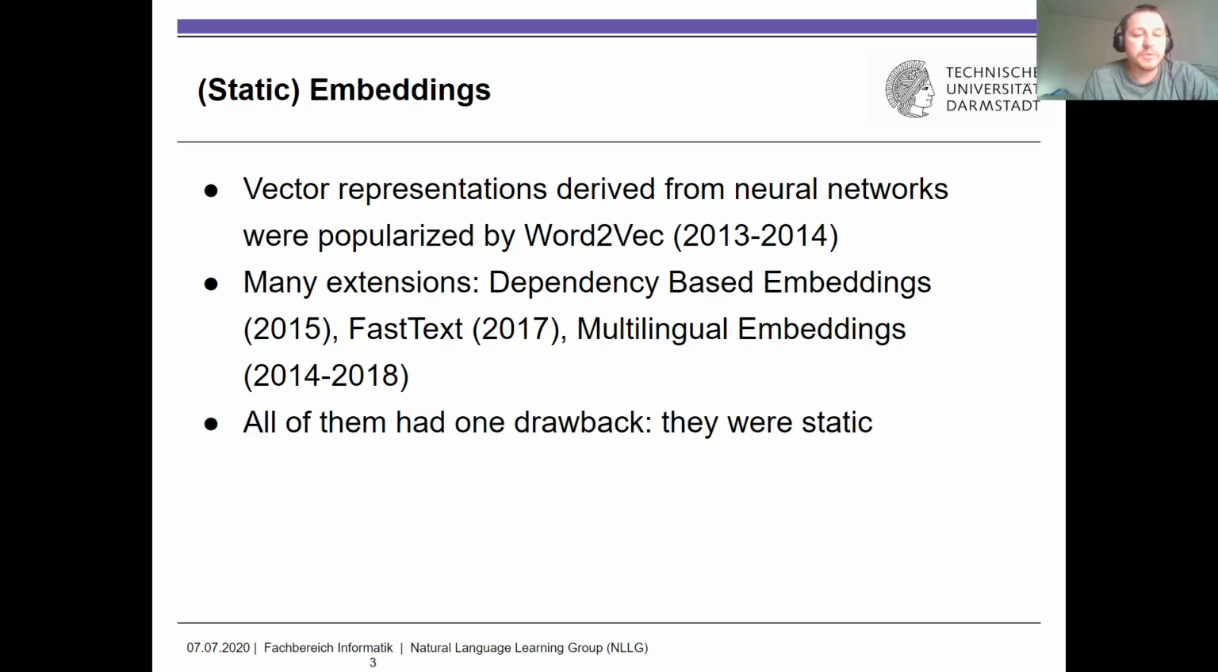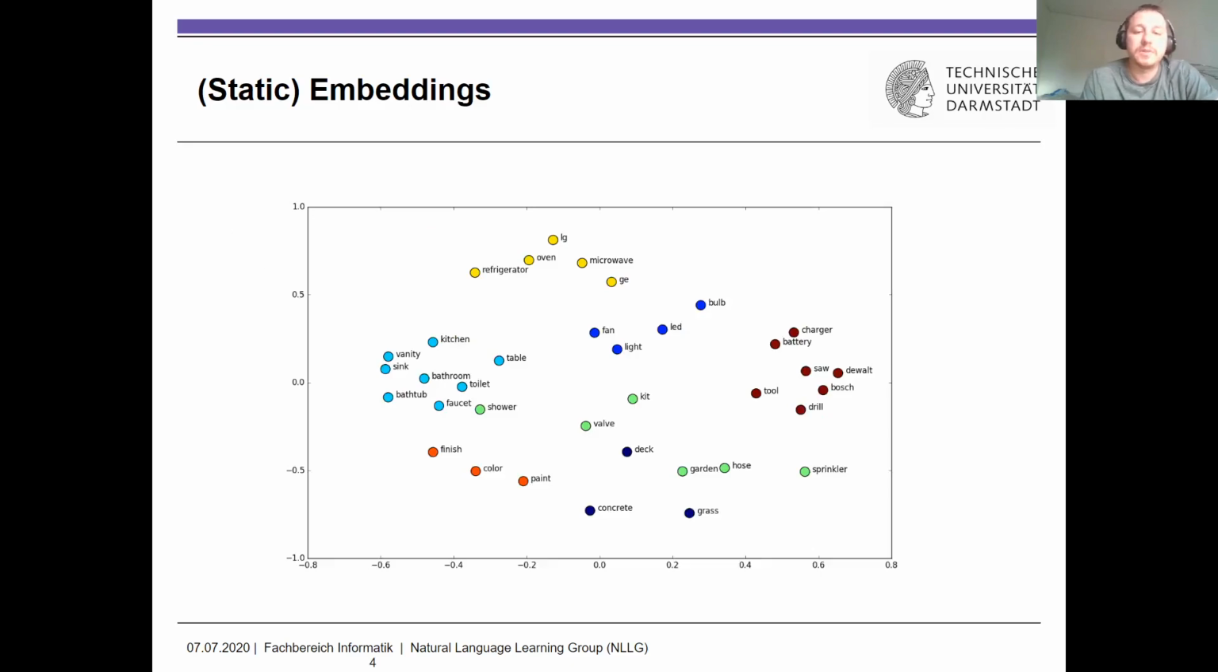So all of those approaches that we've seen, initially they had one drawback. They had the principle that one word has only one vector, no matter in which context it appears. So you see here an illustration. Each word lives in a vector space, and the word has only one and the same vector, no matter where it appears.